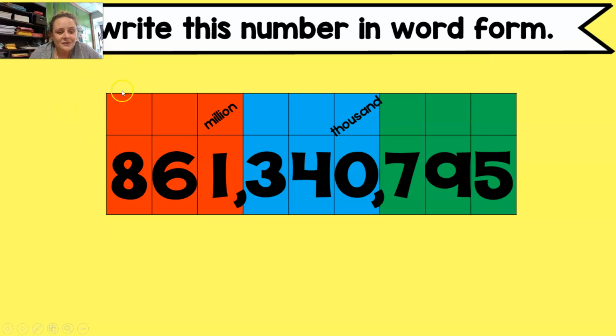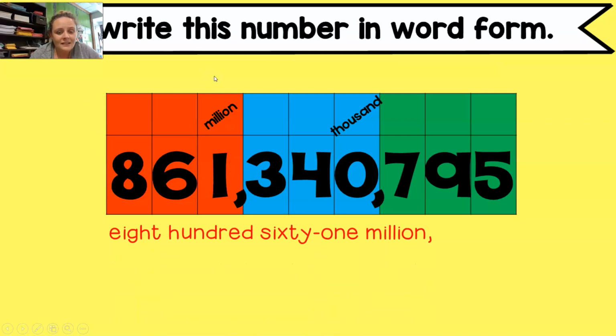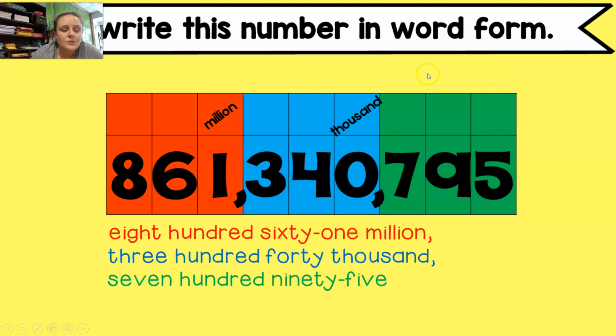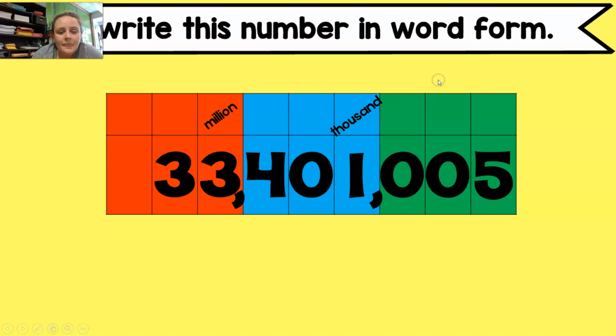Welcome back. Let's see how you did. 861 million, comma. 340,000, comma. 795 with 95 hyphenated. We also have 61 hyphenated because it's between 21 and 99. Pause the video. Give this one a shot.